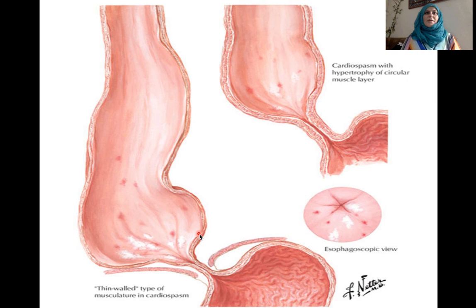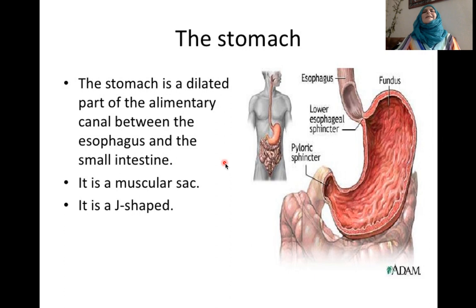The clinical sign they apply is called the rat tail figure. When they take an X-ray, it will show a dilated part and then a very narrow thin part like a rat's tail, so they call it the rat tail figure. This is achalasia, and it is treated by surgery in most cases. This is the clinical anatomy and all that is about the abdominal part of the esophagus.